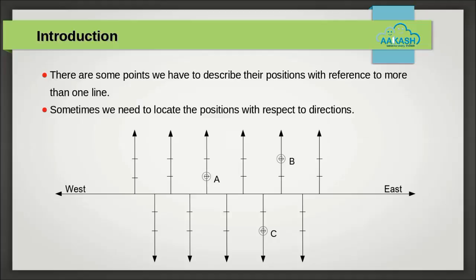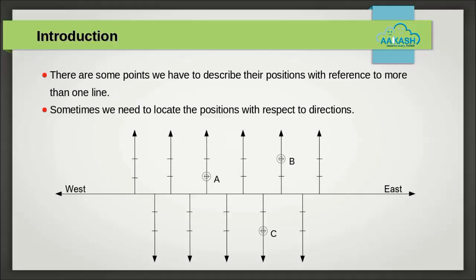Introduction. We all know that it is easy to plot any real number as a point on number line. However, not all points can be directly plotted on a number line. There are some points which need to be described with reference to more than one line. For example, when we are locating positions of objects with respect to their directions, we need to specify more than one line.